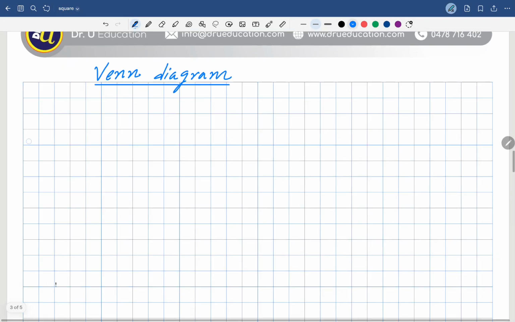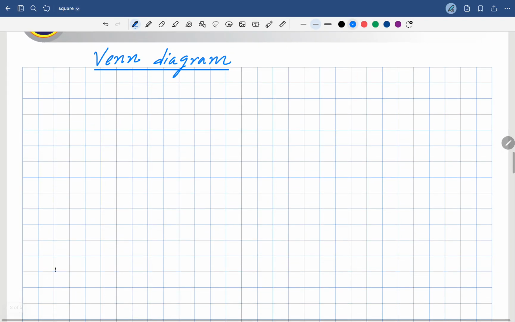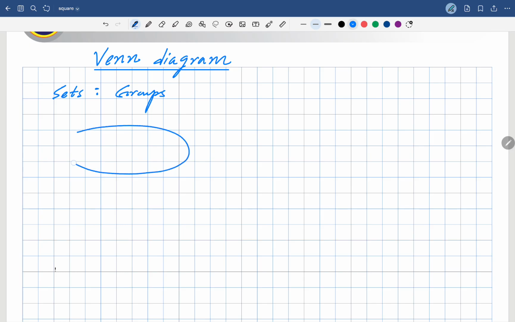Okay, so today we are going to learn about Venn diagrams. Before we learn about Venn diagrams, we will try to understand sets. So sets are groups. So you can think about this. So this is a set.